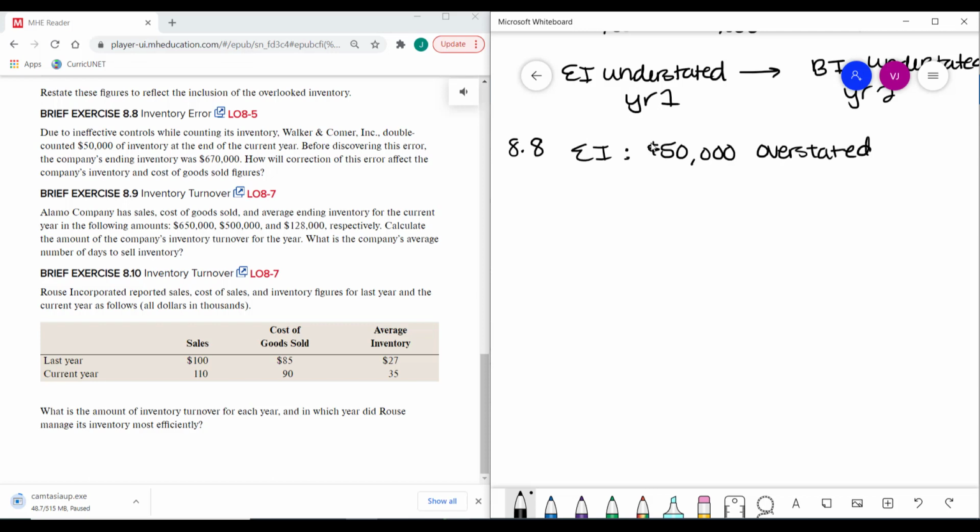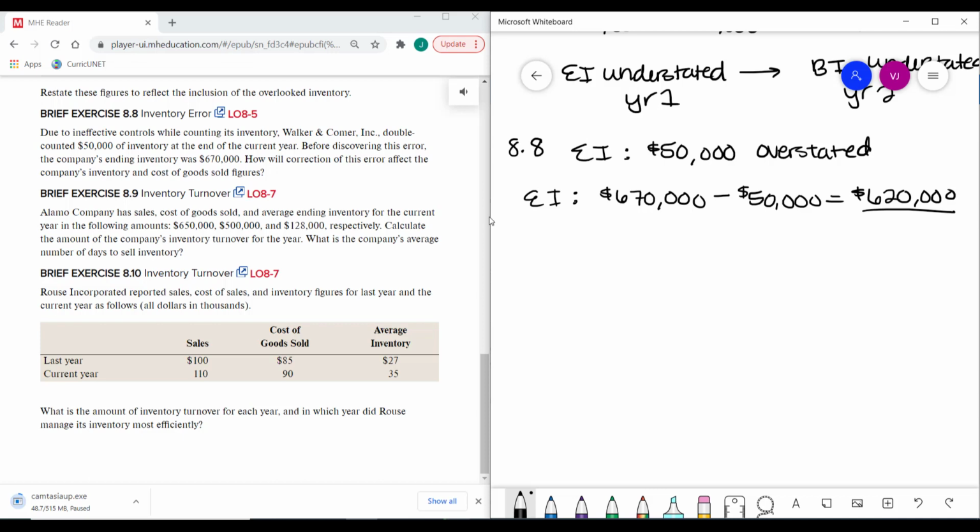Before discovering this error, the company's ending inventory was $670,000. How will correction of this error affect the company's inventory and cost of goods sold figures? Okay, well, if ending inventory is recorded at $670 before we found the error, if we know it's $50,000 overstated, how do we fix it? Just subtract the overstatement, the double counting. So ending inventory should actually be recorded at $620,000, right?